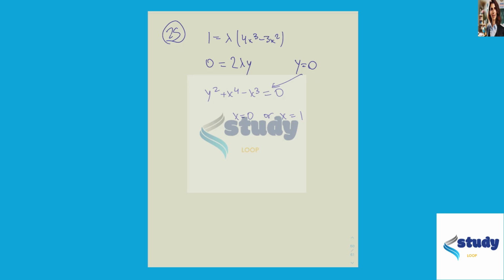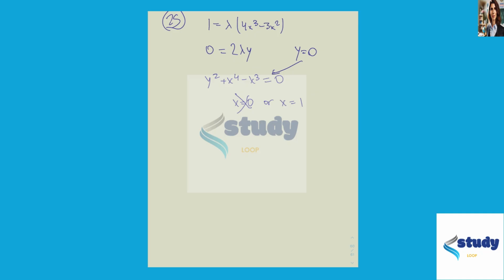So we know x equals 0 is impossible, because if that went in here, we would get 1 equals 0 again, so that can't be the case. So that concludes that x equals 1. So our only possible value is (1, 0), and that's the one we're going to focus on. We cannot tell, though, if this is a minimum or a maximum.